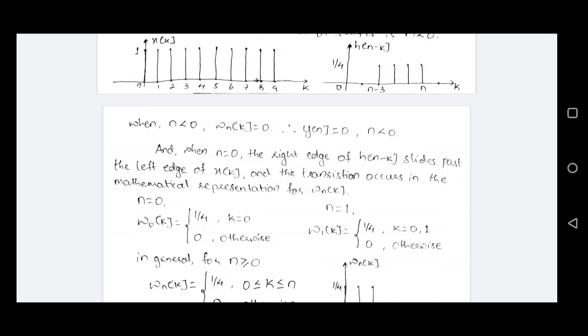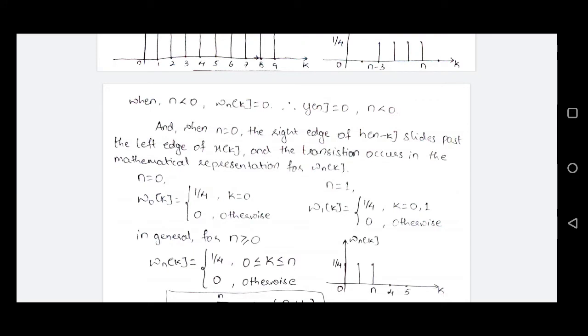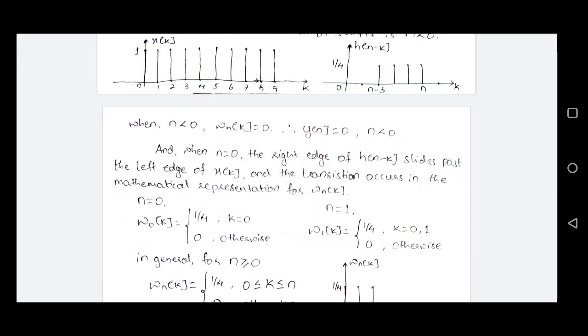And when n equals 0, what will be the value of the intermediate signal? It has been written here. W0 of k will be equal to 1 by 4 for k equals 0 and 0 otherwise. Because we are multiplying, the value of x of k at n equals 0 is 1. In fact, all 10 samples have value 1 because it was derived from the unit step. And the value of all 4 samples in the impulse response was 1 by 4. So when you multiply 1 with 1 by 4, we get 1 by 4 at k equals 0 because there is only one sample overlapping.